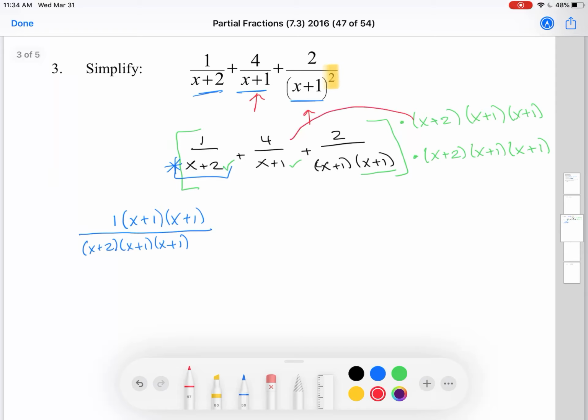Then I'm going to distribute to the second fraction. This time, I'm going to have the 4 still. The x plus 2 is needed. I already have an x plus 1, but I only have one of them, so I'm still going to have to include another. Same denominator, again, as long as I'm doing it to top and bottom, this is allowed. And last but not least, the only thing that last fraction is missing is the x plus 2.